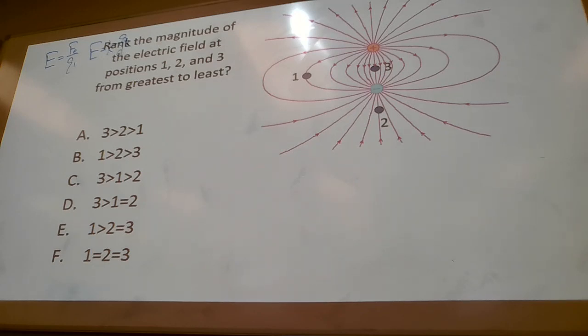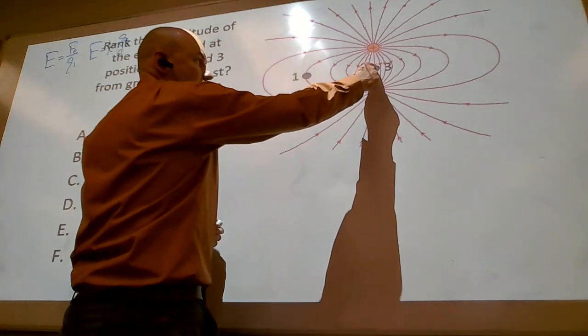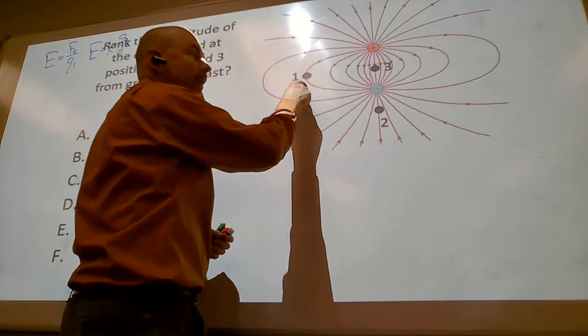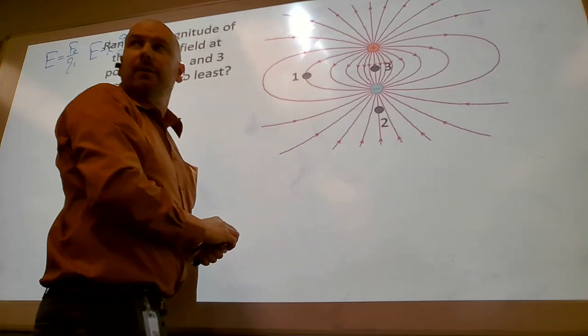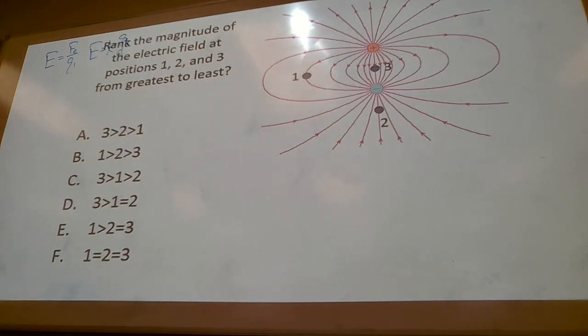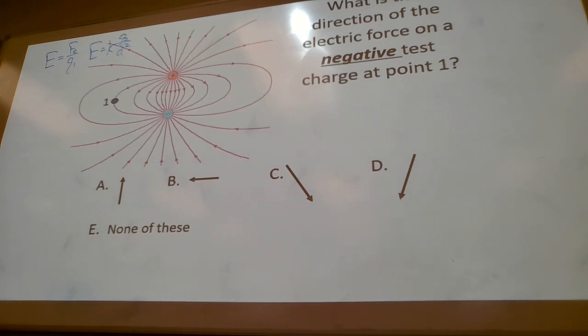Tell your neighbor. Correct answer is A. A is correct. The lines are really close together here. Strongest electric field. Here they're the most spread apart, and 2 is kind of in the middle. Okay, last question.